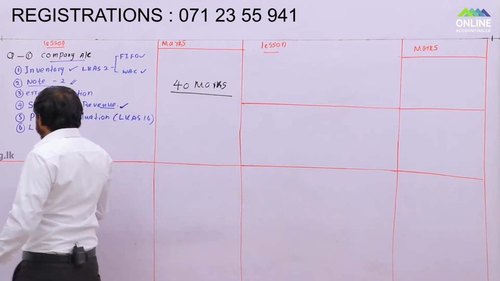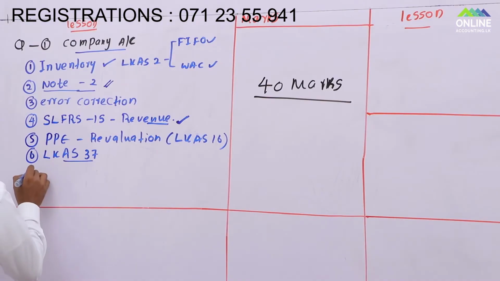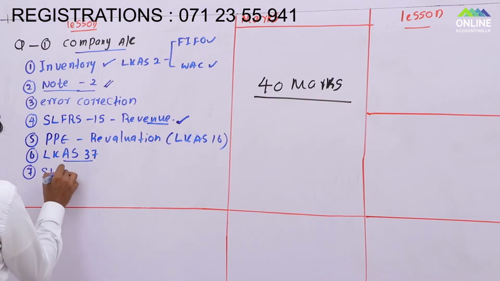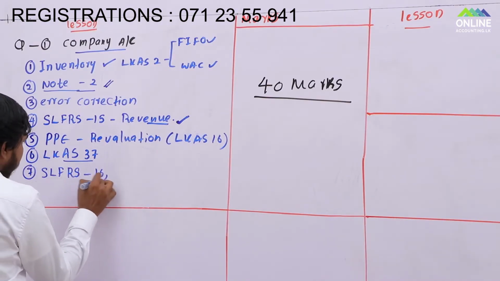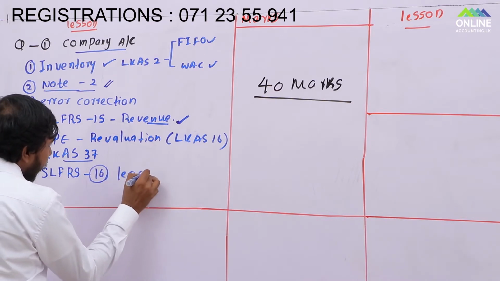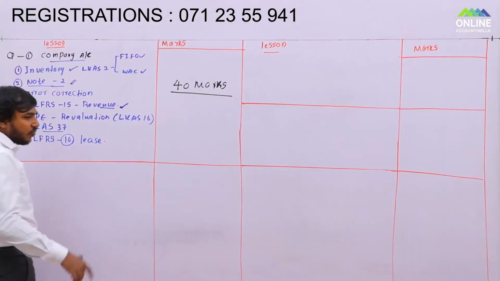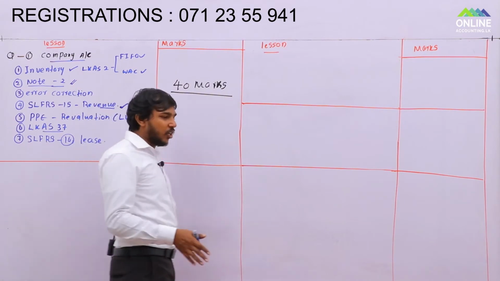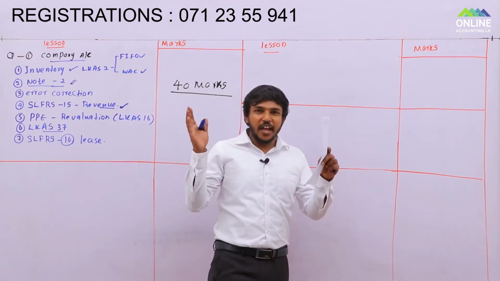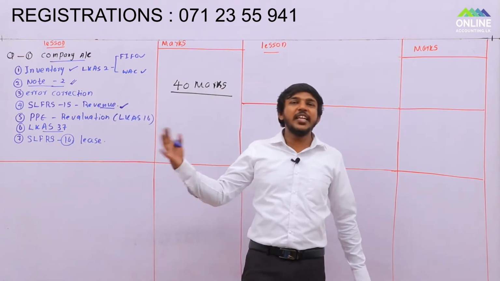Then the seventh one is based on SLFRS 16, which is leases. You are supposed to identify the right of use asset, then amortize the right of use asset, then identify the current liability and non-current liability for the lease creditor.